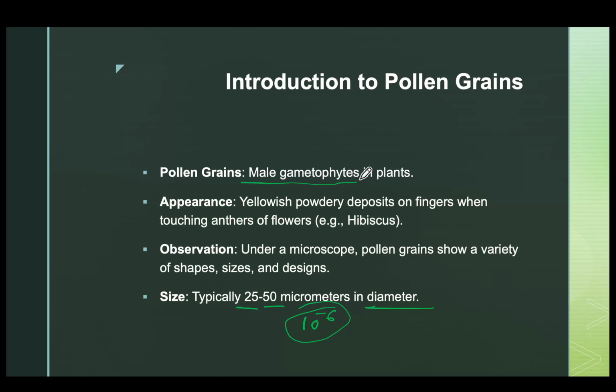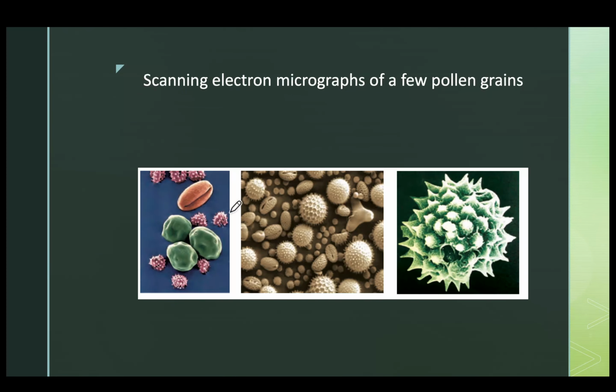Under the microscope, you will see pollen grains come in all different shapes, sizes and designs. Look at this picture. When we see pollen grains in the electron microscope, we can see different types of pollen grains. Why different types of pollen grains? Because each is unique to a species of plant. Clear?